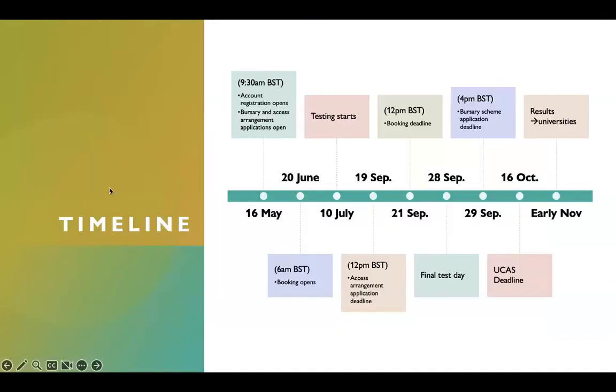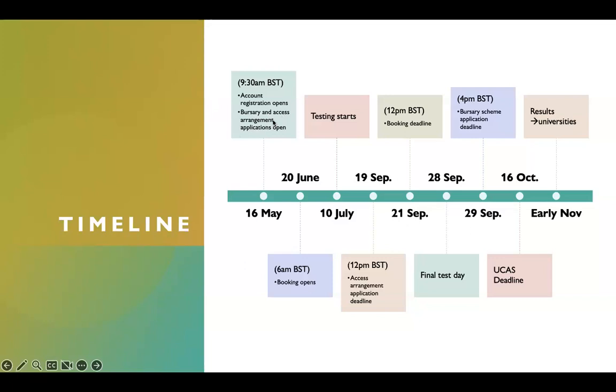Okay, just talking through the timeline, for your own benefit. The opening has already gone. 16th of May was when you were able to start registering for your UCAT account, so if you haven't done that, make sure to do that. One thing I forgot to mention before: I said the exam costs £70 to sit, but if you are financially struggling, then there are bursaries and access arrangement applications open.